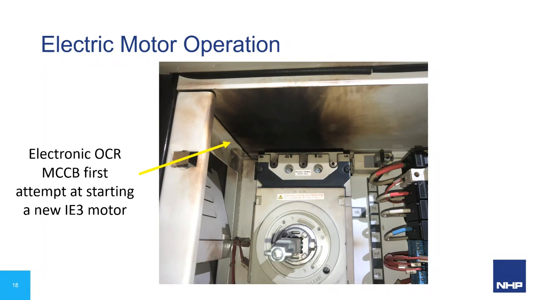We can see here an actual electronic breaker in a motor control center application. And you can see the carbon deposits as a stain on the motor control center enclosure. This is a result of the exhaust from the first attempt of a DOL start on an IE3 motor. The contacts inside physically parted, and we had a large arc drawn within the arc chamber and exhausted into the motor control center.